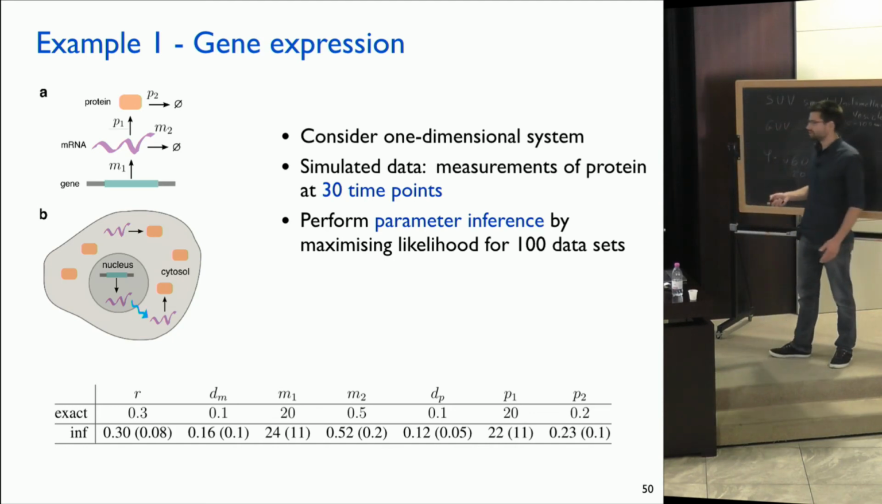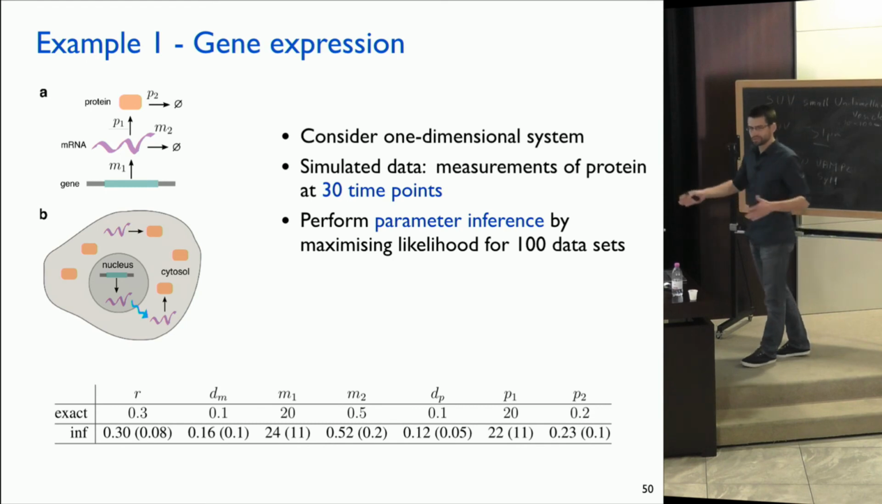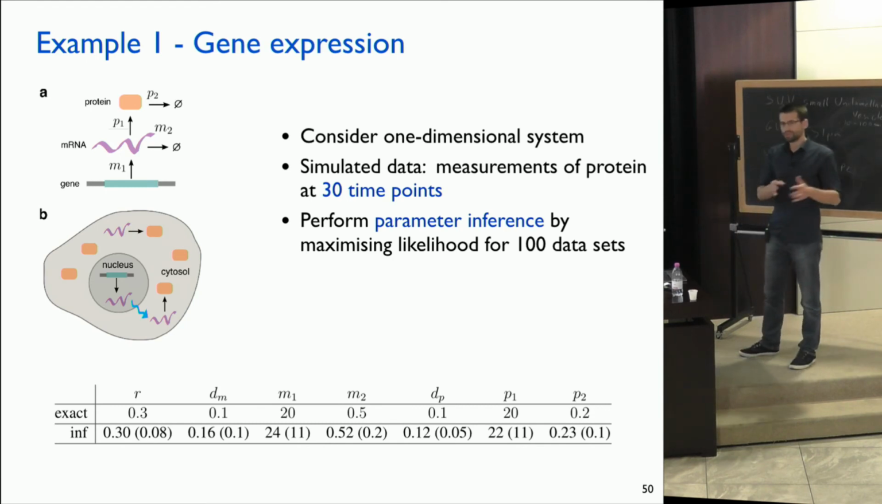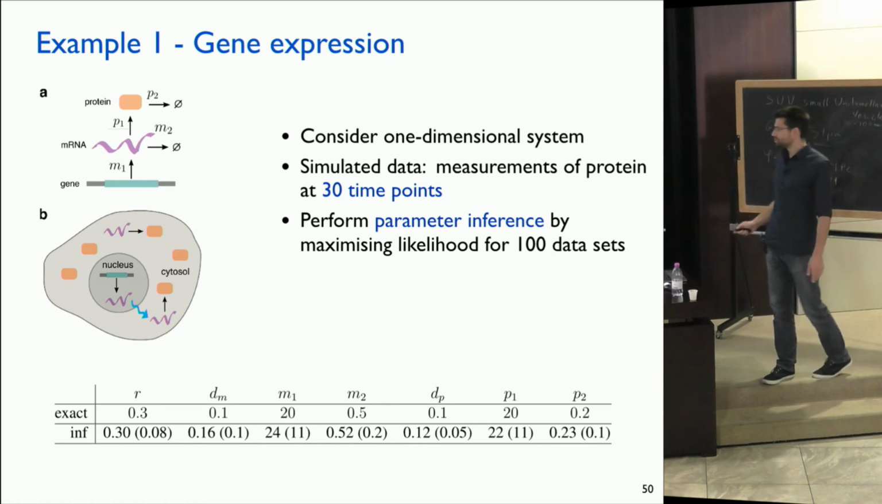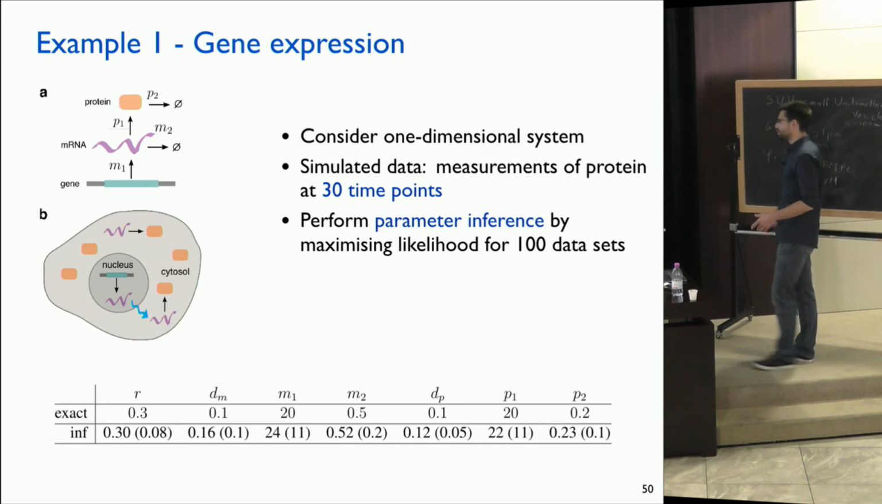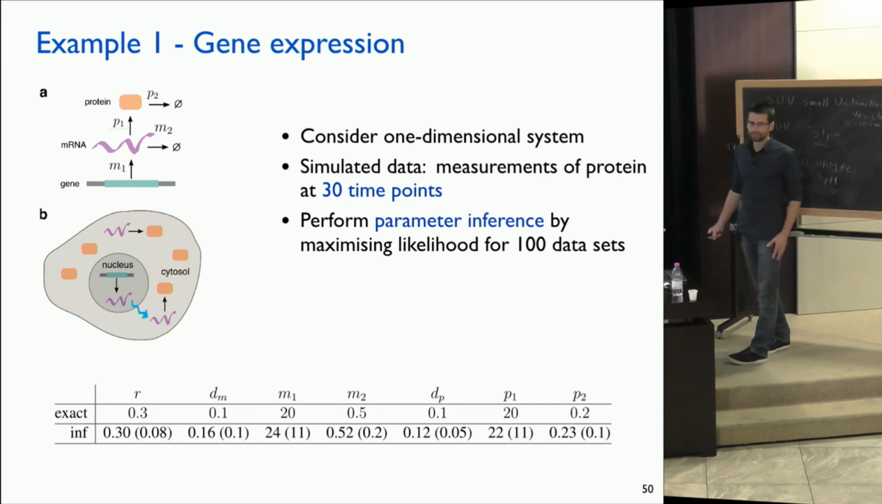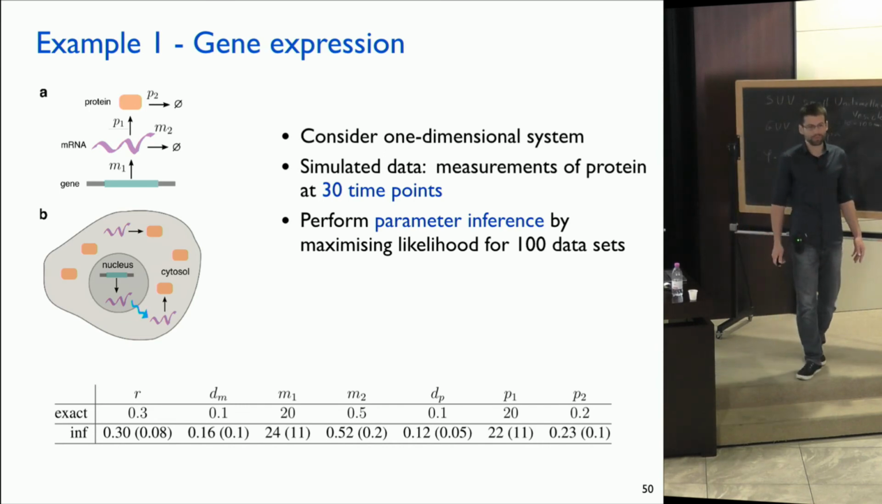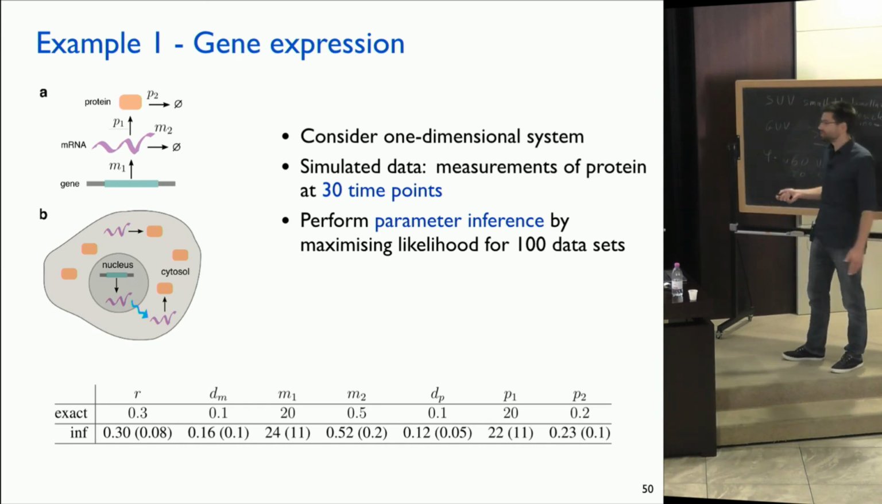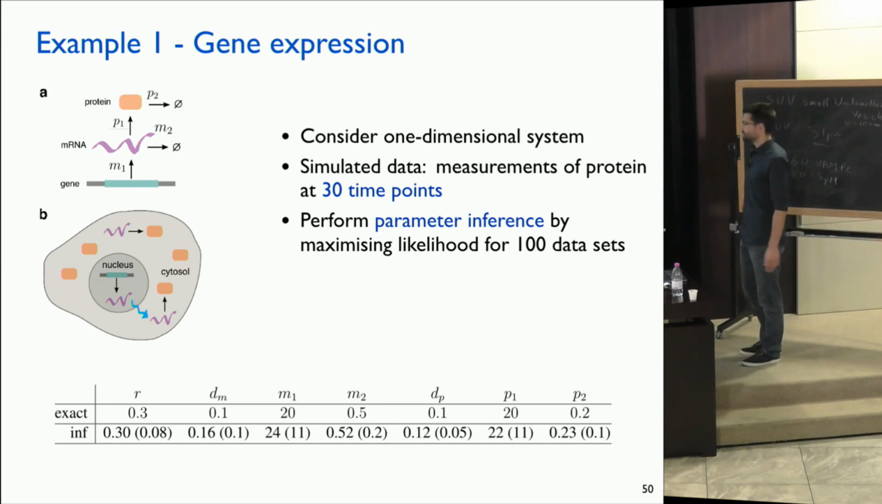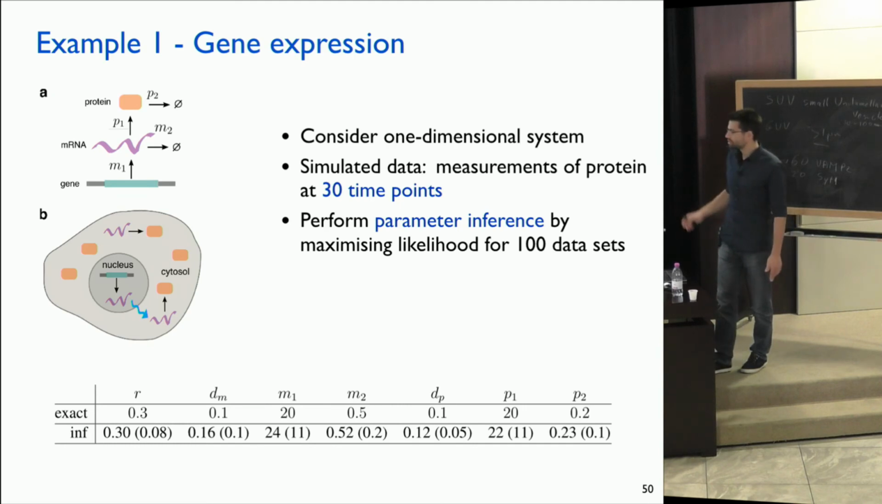And to get some statistics, I do this 100 times. So I simulate 100 different data sets, do parameter inference on each of them independently, and then show here the mean value of those 100 inference procedures and the standard deviation in the parentheses. The results are not super close, but considering that we have quite a large number of unknown parameters, only 30 measurement points, and only measure one of the species, I think the results are pretty good, with mean values quite close to the true value and reasonably small standard deviations. However, this system is... Yes?